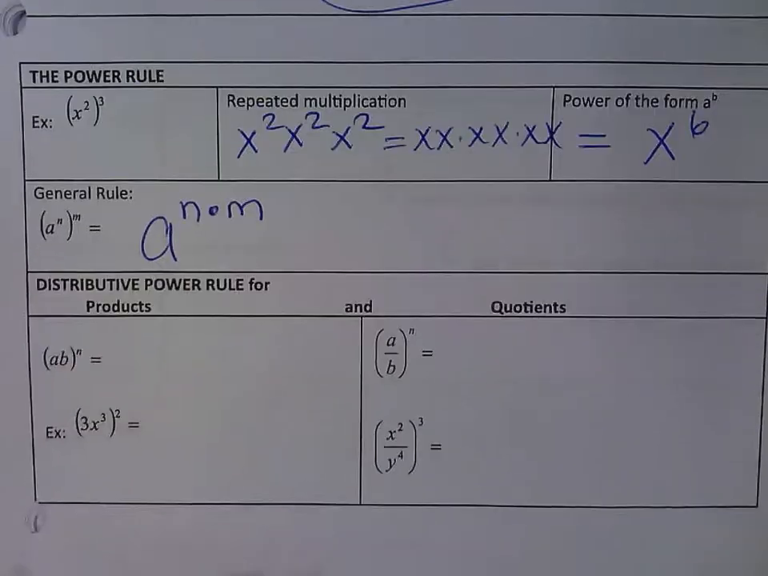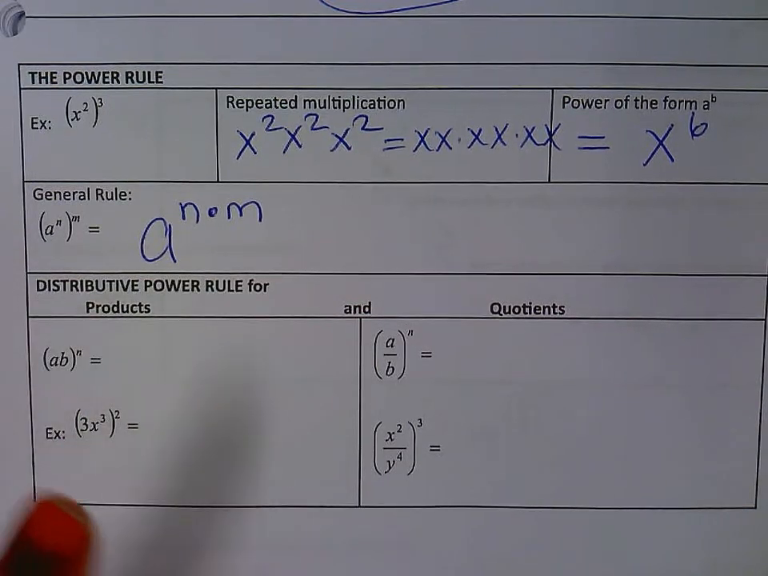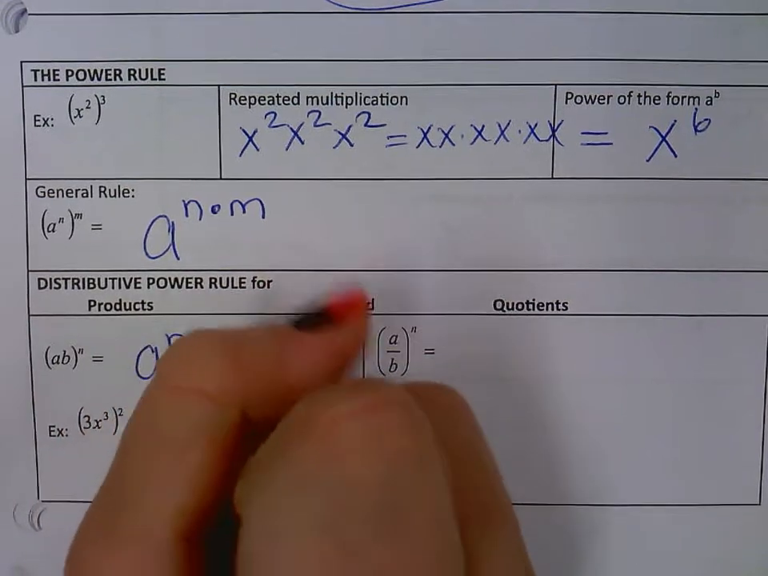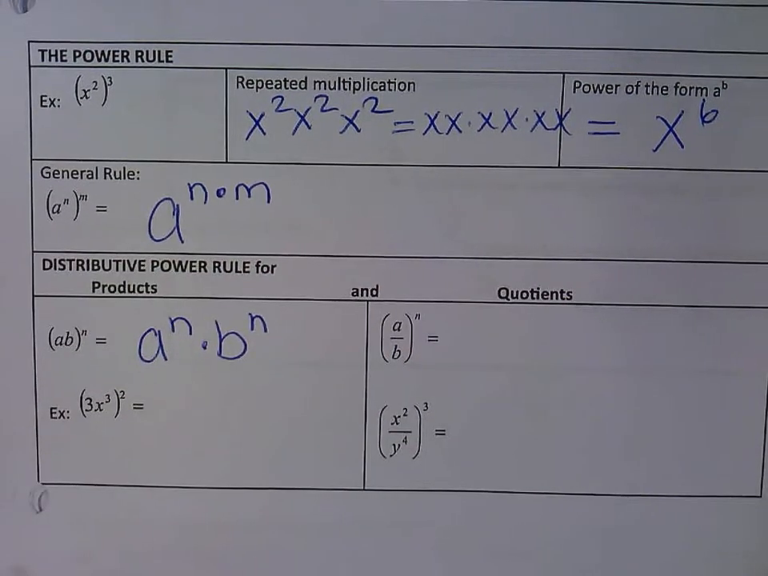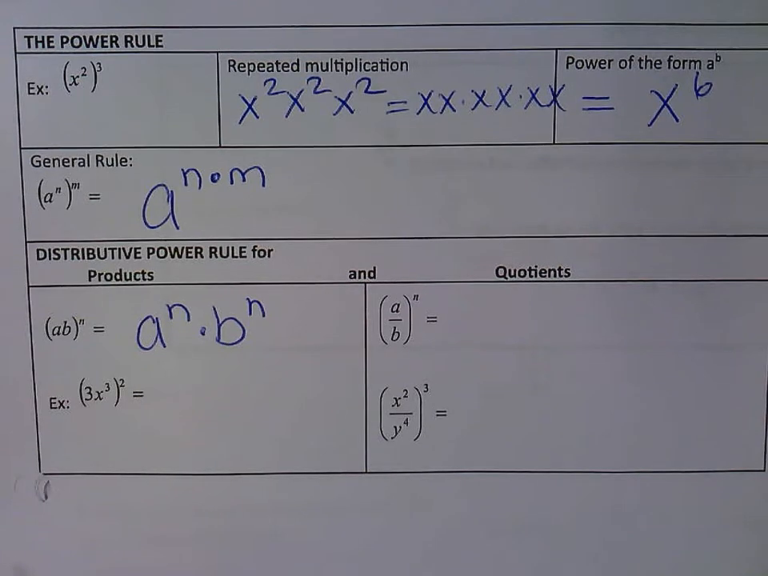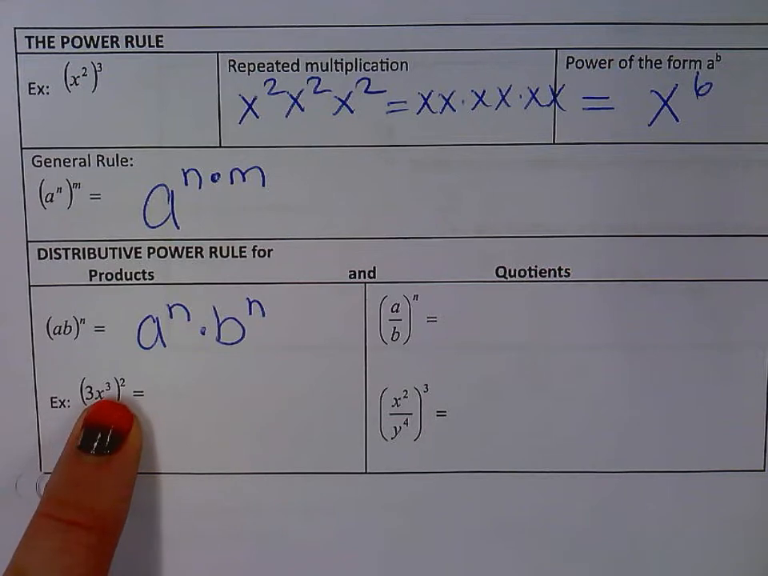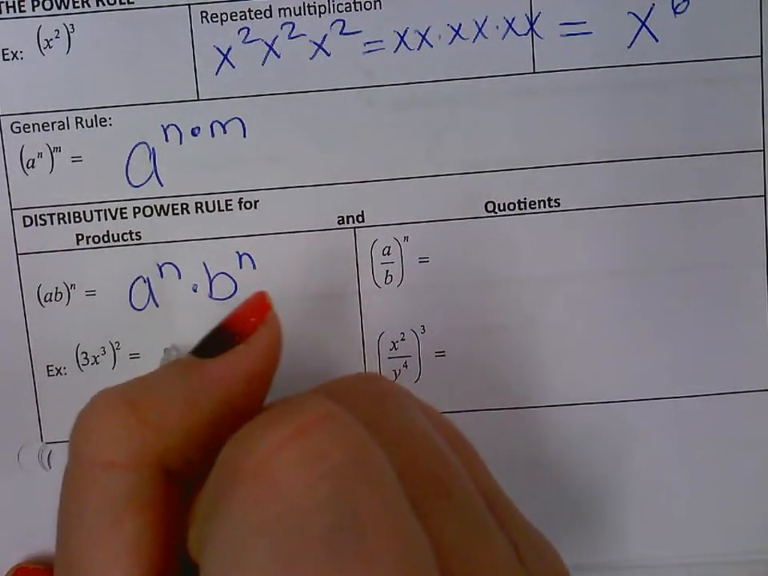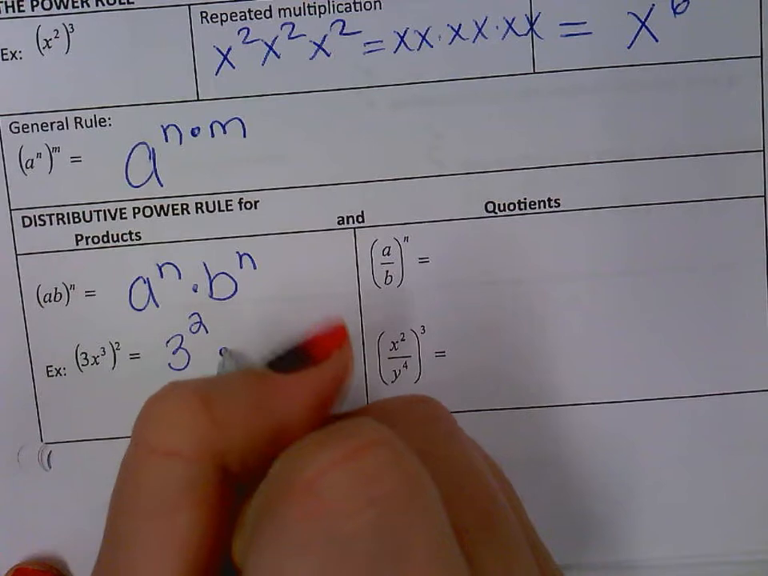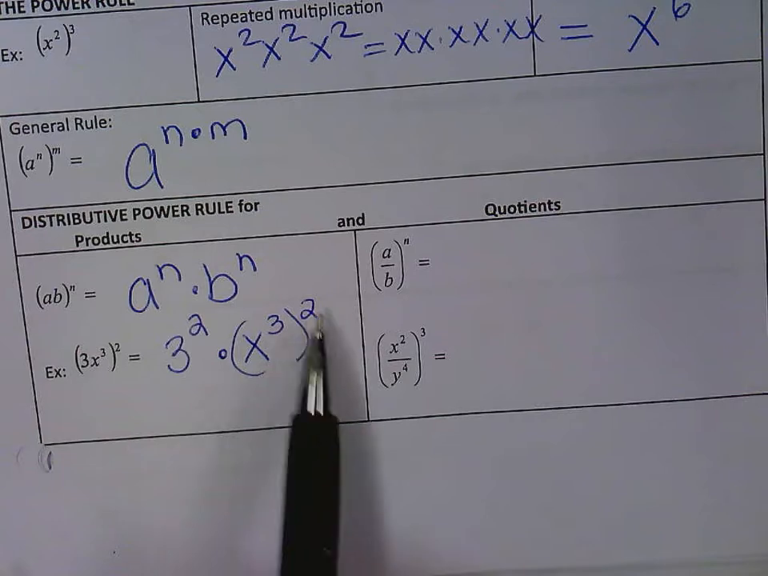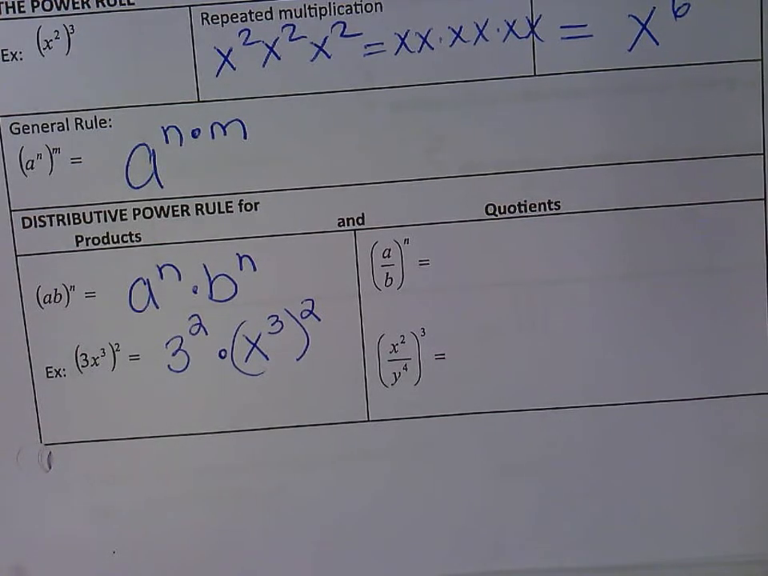To me, the distributive power is just that you have to distribute it to everything inside the parentheses, and you know that rule anyway. So if I had 2 things inside the parentheses, a to the n times b to the n, they both get the exponent. The one that gets forgotten is the number. So see how I have 3x cubed? I actually have 3 squared times x cubed squared. So they both get squared. So I'd really have 9x to the 6th.